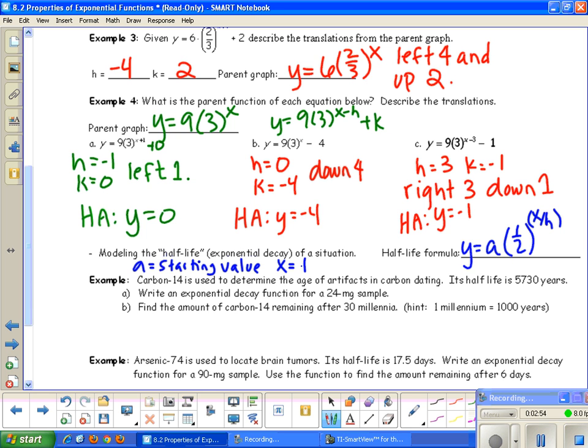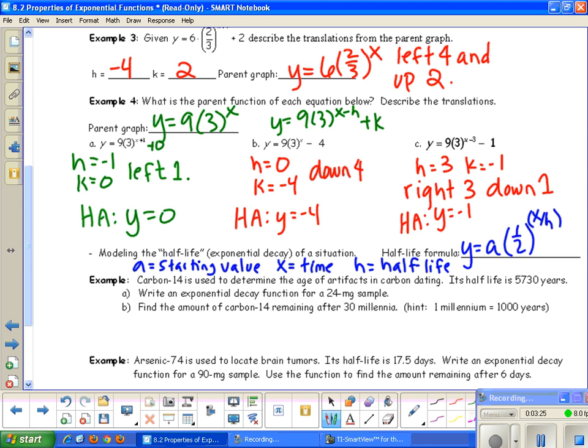X is equal to the time. Normally it's time in years, and h stands for the half-life. And they give you that in the equation. For example, carbon-14 is used to determine the age of artifacts in carbon dating. Its half-life is 5,730 years. Write an exponential decay function for a 24 milligram sample. Find the amount of carbon-14 remaining after 30 millennia. Hint, 1 millennium is equal to 1,000 years.